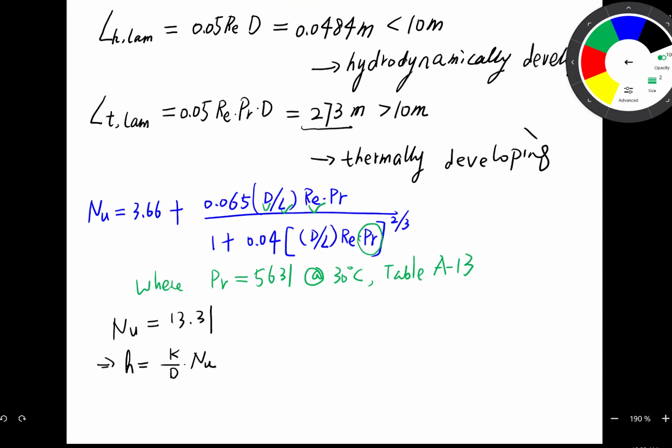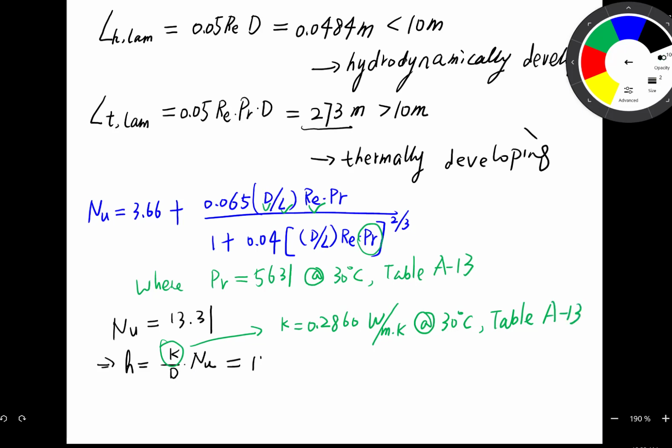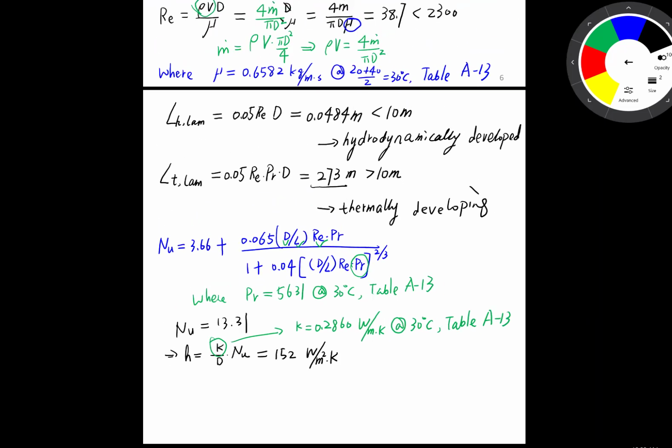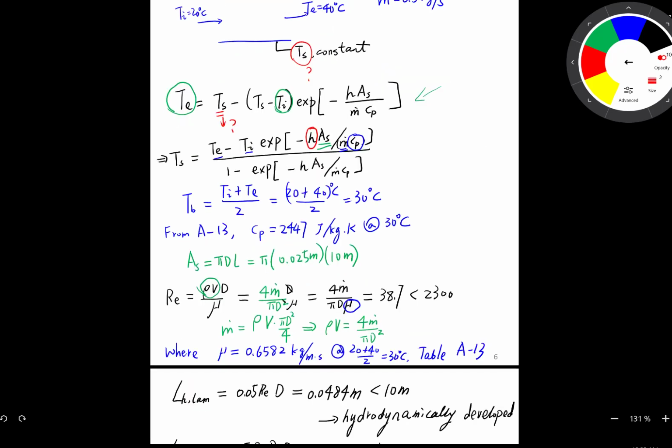And this k should be of the liquid. So this is the thermal conductivity of the glycerin. We can find its value from the same table, and it should be evaluated at the bulk mean temperature. So now we have the convection coefficient. We can find Ts from this equation. Now everything is known.